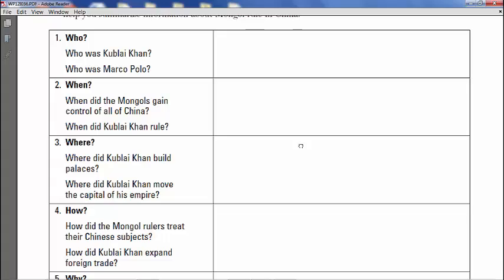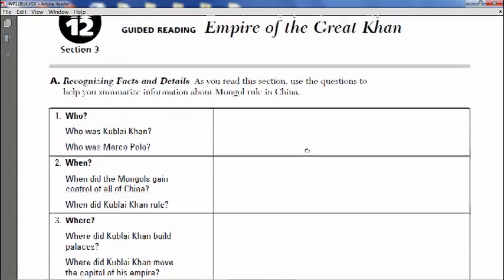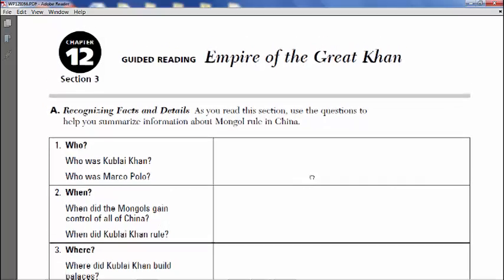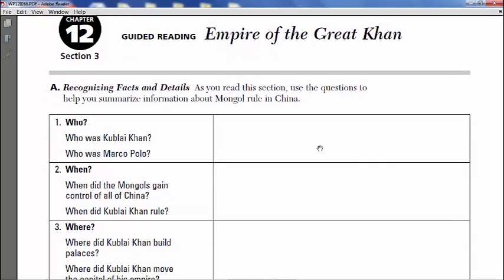Number 1, section 3, we are talking about Kublai Khan, some more Mongol rule, Great Khan, which is basically the Mongol rule in China, one of the 4 Khanates, which is the Great Khan. Number 1, who was Kublai Khan? Kublai Khan was the grandson of Genghis Khan. He is the Great Khan, and he's the one who united China for the first time in over 300 years.